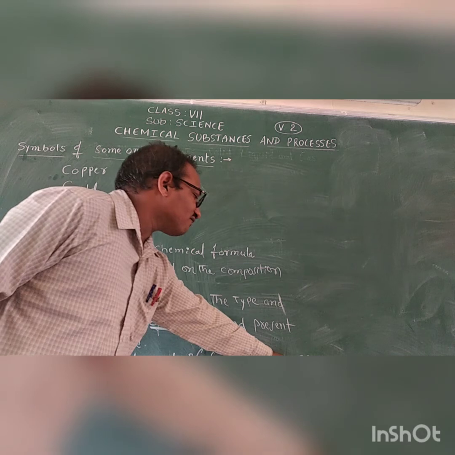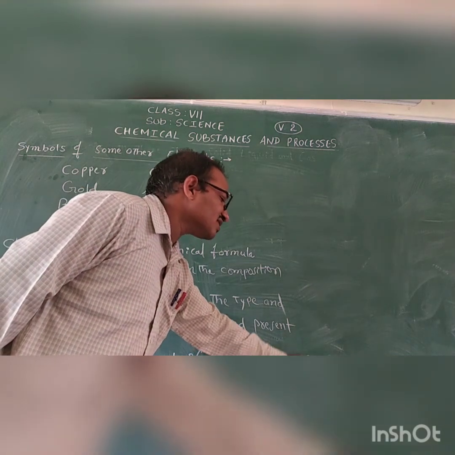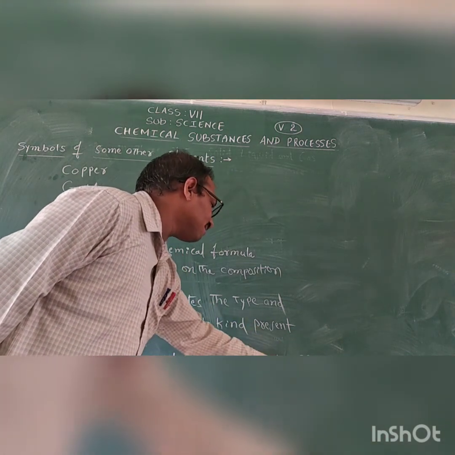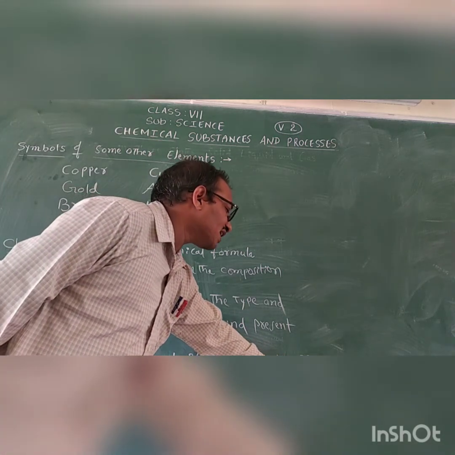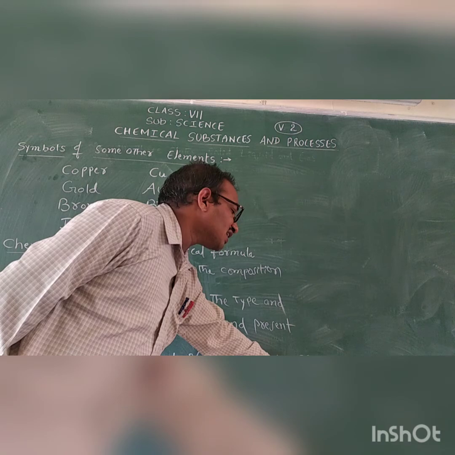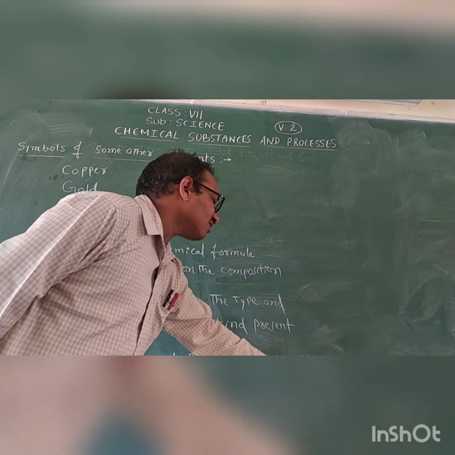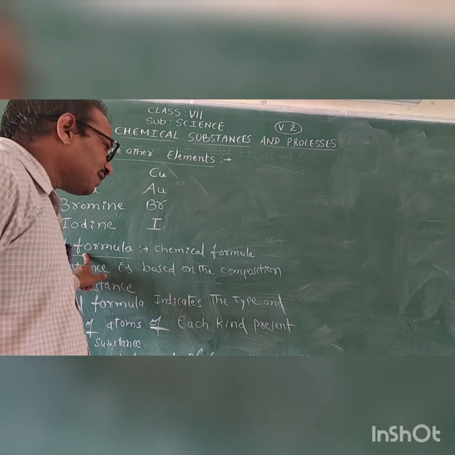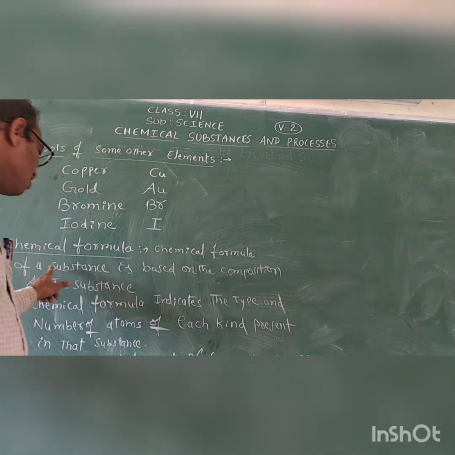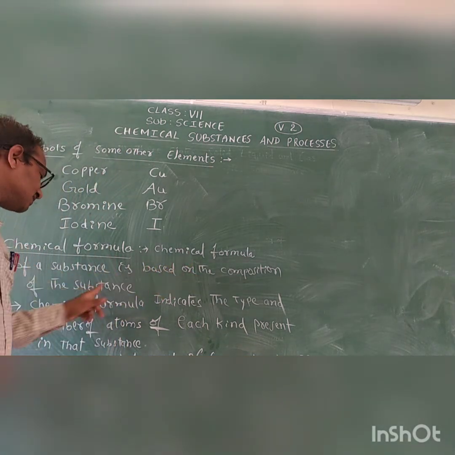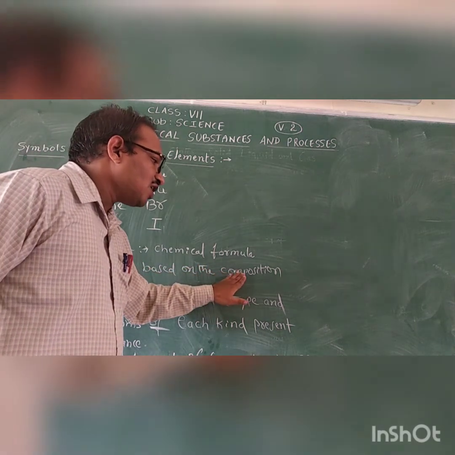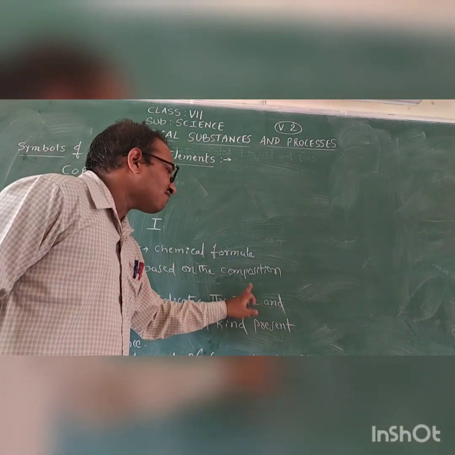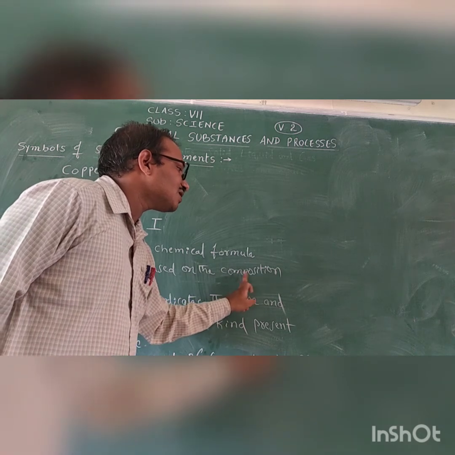Type means what type of element, whether it is carbon or oxygen or hydrogen. That means the type of atom, and the number of atoms. How many carbon atoms are present? How many oxygen atoms are present? That information is given by the chemical formula. The chemical formula of a substance is based on the composition of the substance. Composition is nothing but how many and what type of atoms are present in the substance.